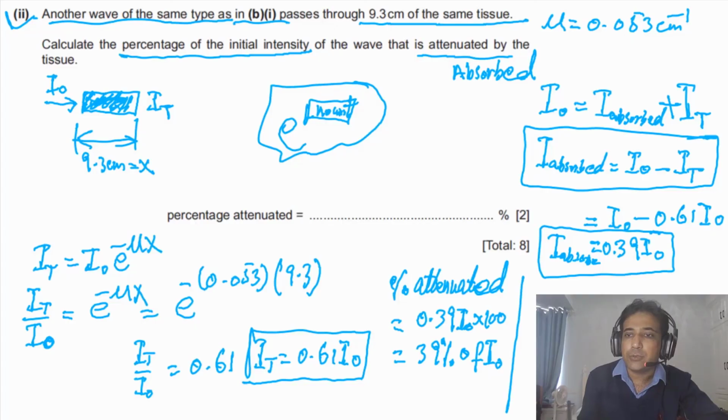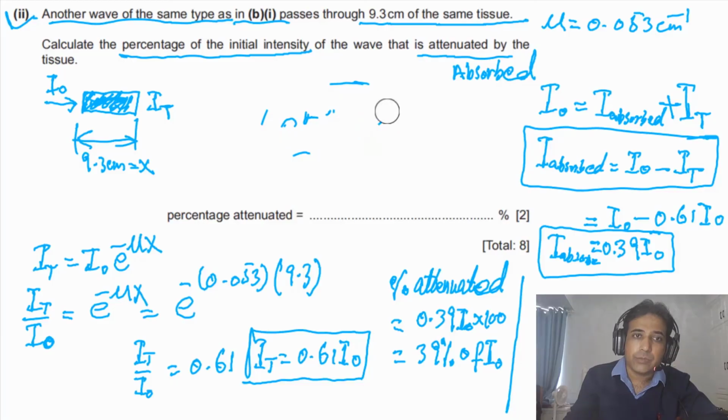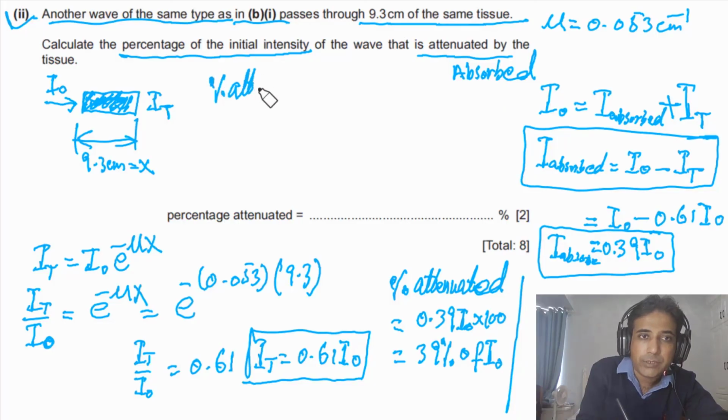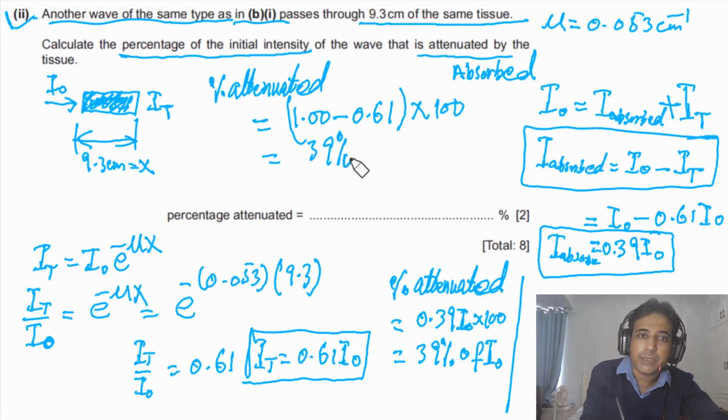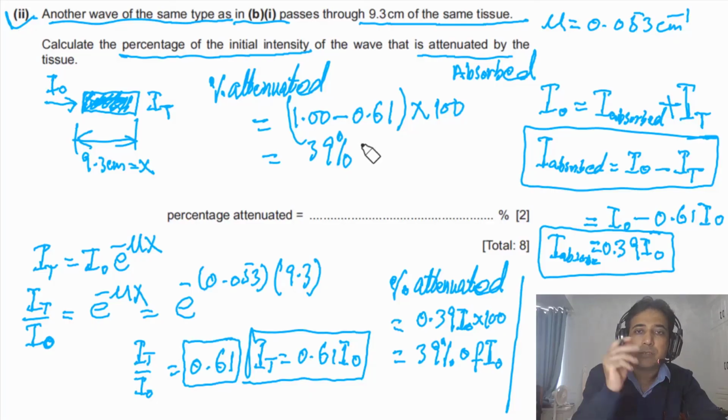You can also do this in a slightly different way. Let me explain that. Here we can write the percentage attenuated as 1.0 minus 0.61, and you can multiply this by 100, so you will get 39%. This is how you can calculate. This number is telling us that 61% passes through the tissue and 39% is absorbed by the tissue. So this is how you can answer this question.